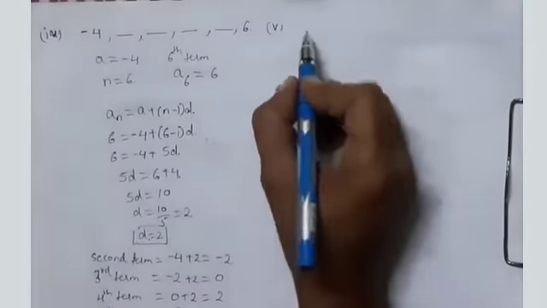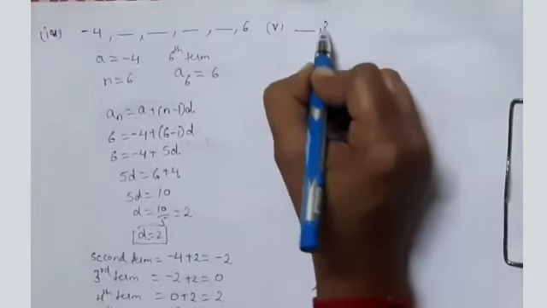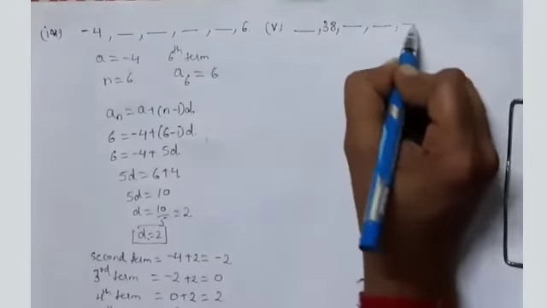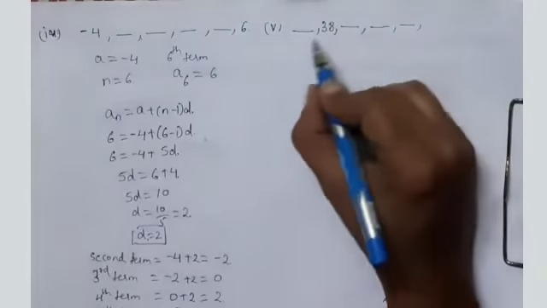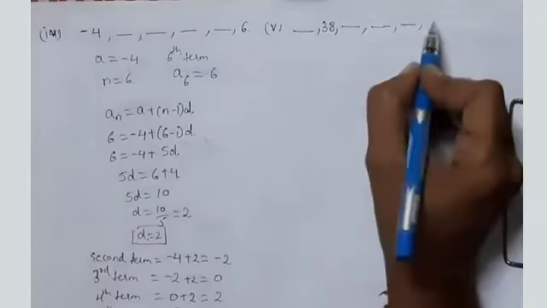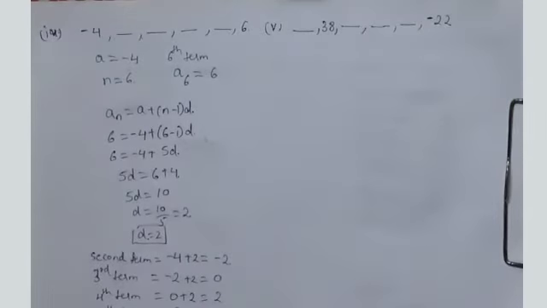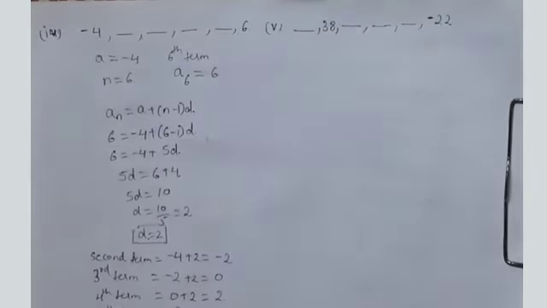So the fifth question given for you is: the first term itself is missing, then 38, and another three terms are missing. Then you are given the next term, that is the sixth term. So from here you have to find out the first term, third, fourth and fifth term.